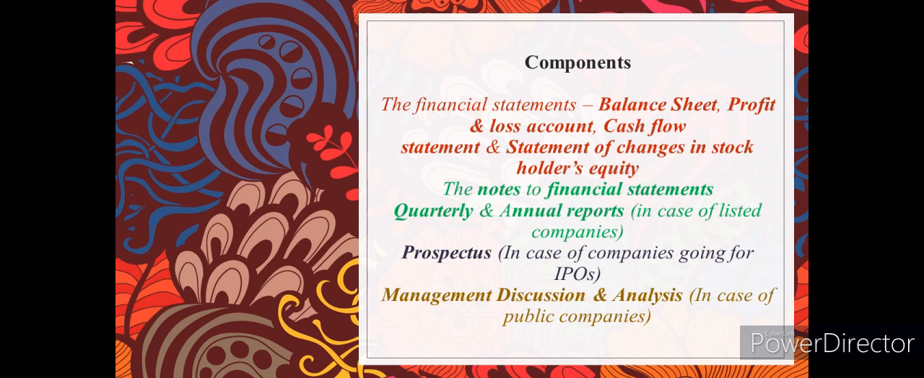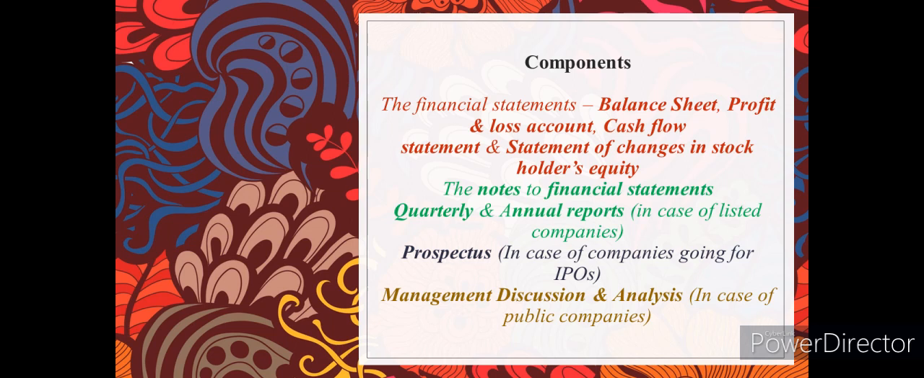So first is the financial statement. As we know, the financial statement is nothing but the reflection of all the finances in the form of the balance sheet, profit and loss account, cash flow statement, and statement of changes in stockholders' equity. Basically, the balance sheet comprises assets and liabilities. What are the assets of the company and what are the liabilities of the company, we have to show.